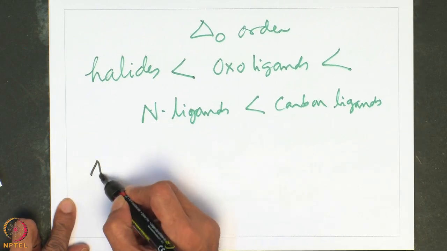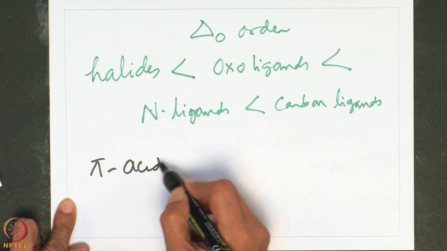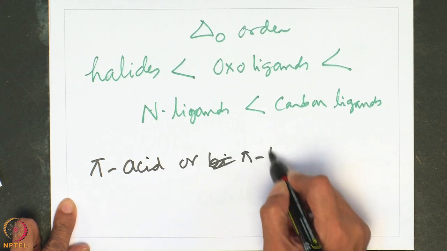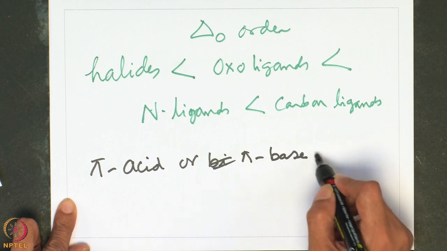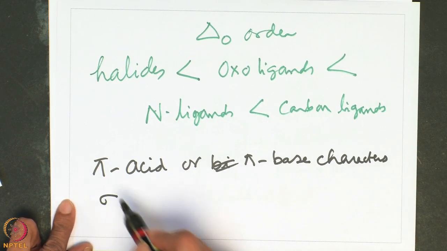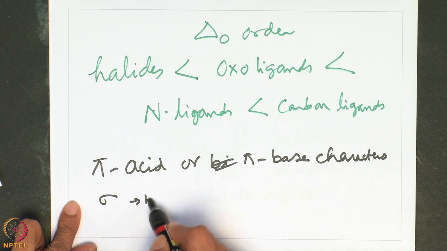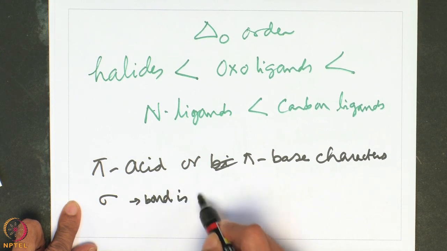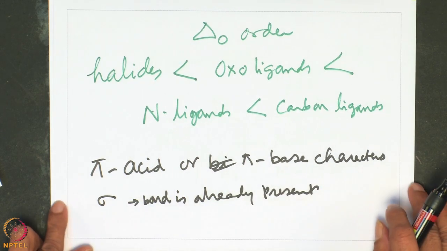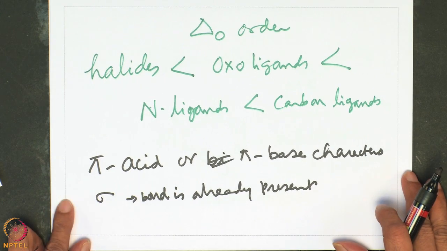You have to invoke something called the pi acid or pi base characters of the ligands. Note the sigma bond is already present, so what we are looking at is only the pi characteristic. I will explain in the next class how an acid and how a base behave. We are looking at the Lewis acid and Lewis base.